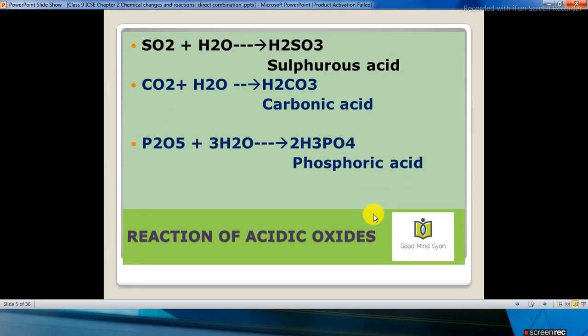Reaction of acidic oxides. Sulfur dioxide will combine with water and form sulfurous acid, which is H2SO3. Carbon dioxide will react with water to form carbonic acid, which is H2CO3, and P2O5, that is phosphorus pentoxide, will combine with water to form phosphoric acid, which is H3PO4.